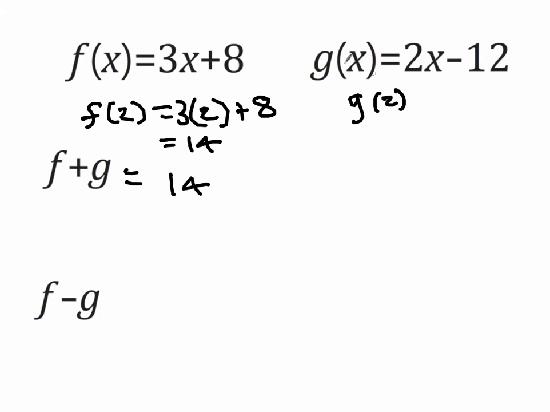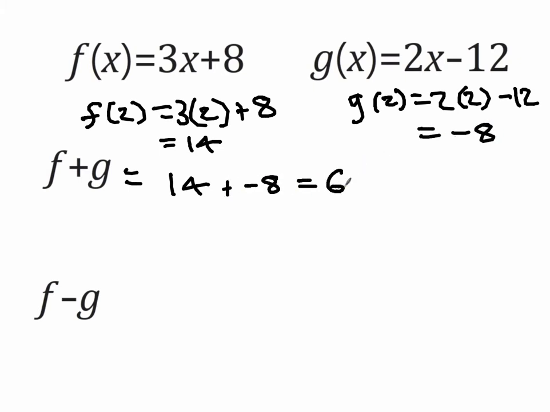With g, if I plug 2 into g, what g does is it takes your input, multiplies it by 2, and then subtracts 12. So here I would get negative 8. So then when I add negative 8 to 14, I get 6. So if I wrote this with the correct notation, I would write it as f plus g of 2 is equal to 14 plus negative 8.